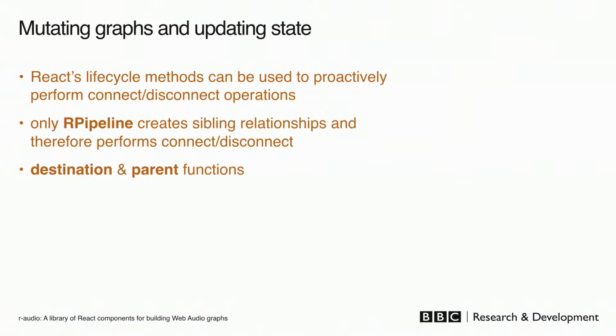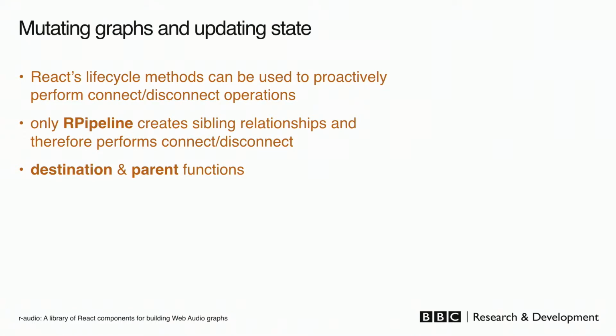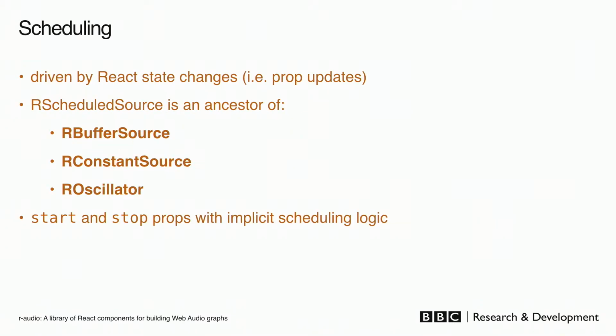When you mutate graphs, React has these so-called lifecycle methods, which means that every component has hooks for when it's added to the DOM, before it's being removed, and at different points in its lifecycle. So we can use those to proactively connect and disconnect the internal node from wherever it's connected. The graph components will give their children a destination and a parent function. The destination function would return all the audio nodes that this particular node is connected to, and vice versa with the parent function.